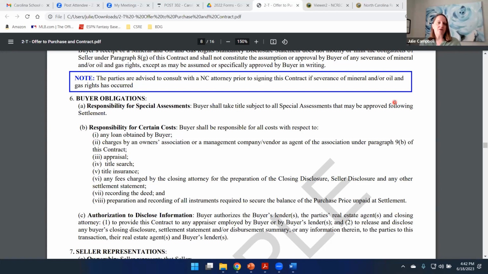If the seller knows of any proposed special assessments, they should disclose that to the buyer. And we have a place when we get into the seller sections for them to do that. Give them a heads up. There's a proposal on the table. If they vote aye after closing, the buyer will be responsible for paying those.